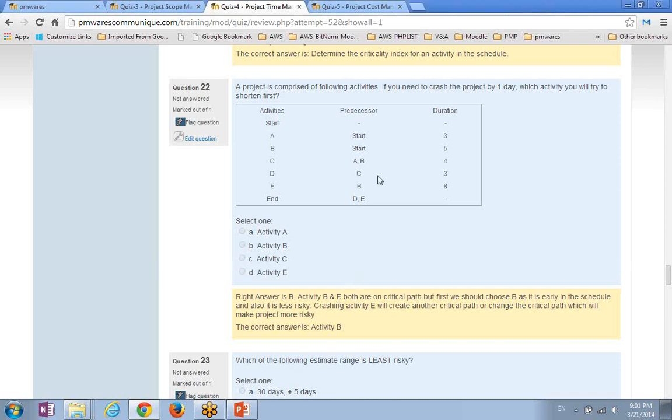See, the idea here is that, as I also talked about, the earlier the better. So either B or E can be done, but because we need to crash only for one day, B and E both will suffice the requirement. But because B is coming early in the network, early in time, we will prefer B over E. Okay, fine. Thanks.